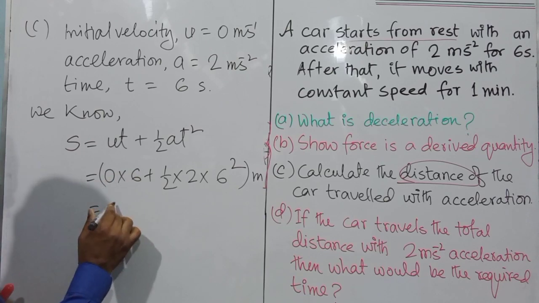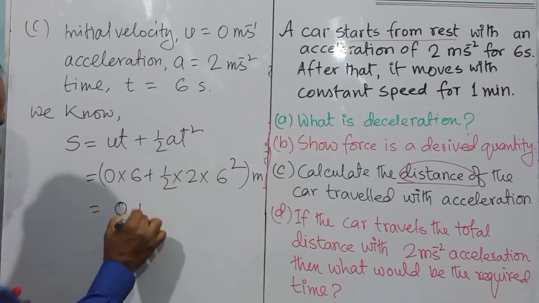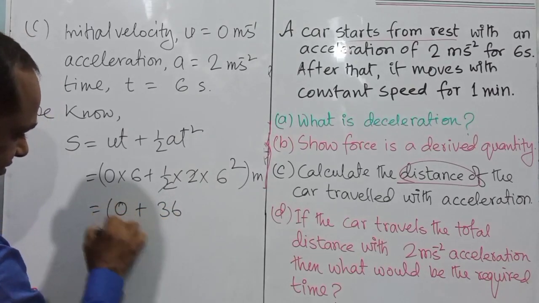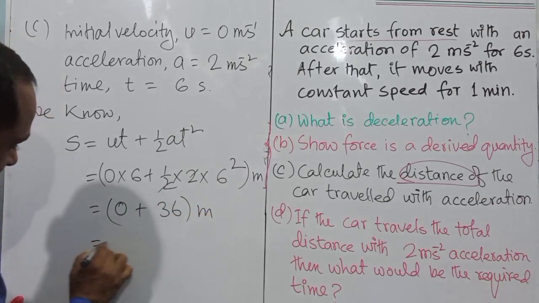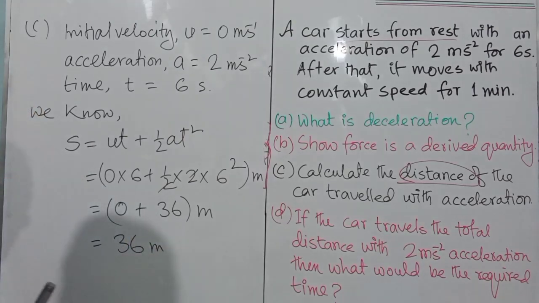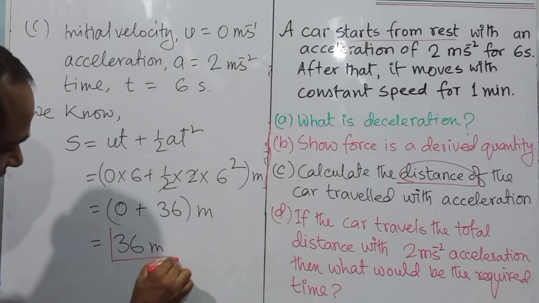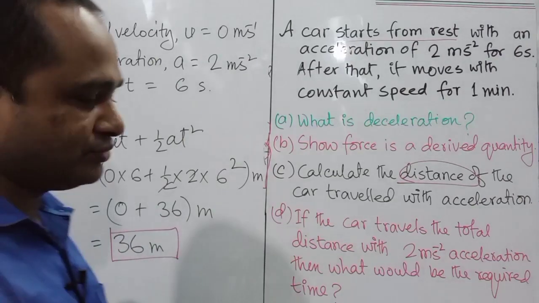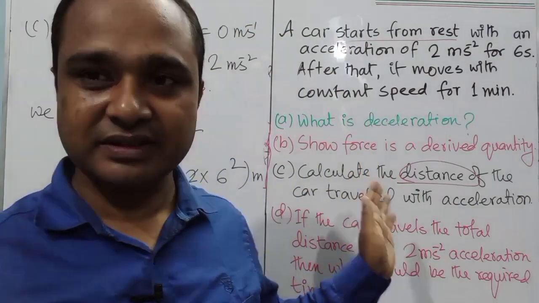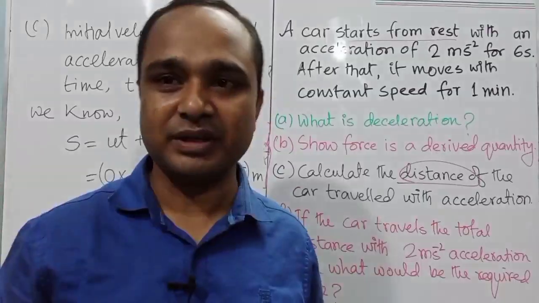So after the calculation, this part will be 0 plus 36 meter, and the final value is 36 meter. So we can write that the car moves 36 meter with acceleration, then it moves with uniform velocity.